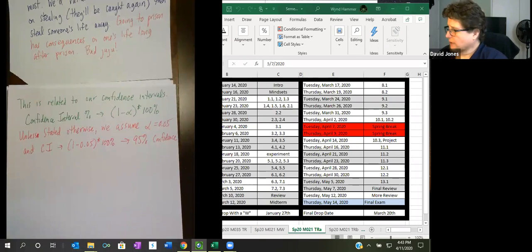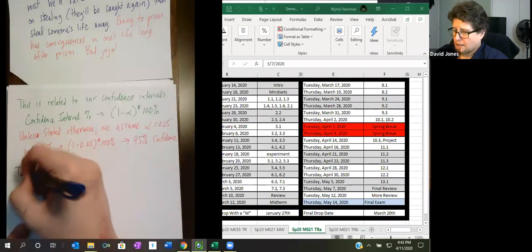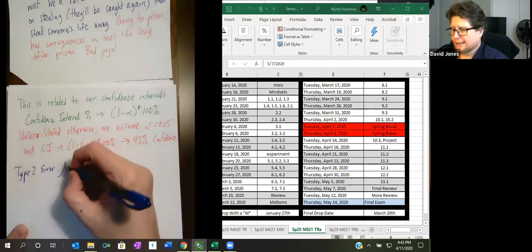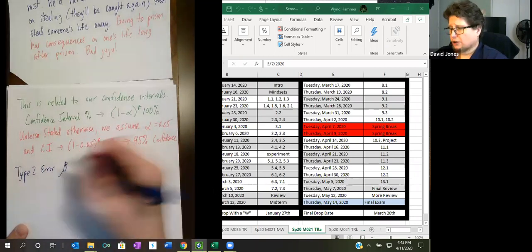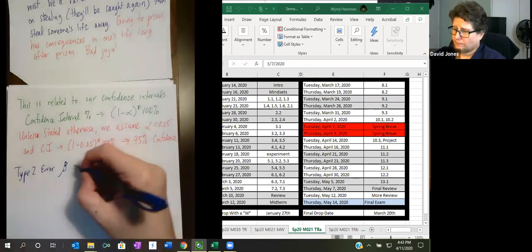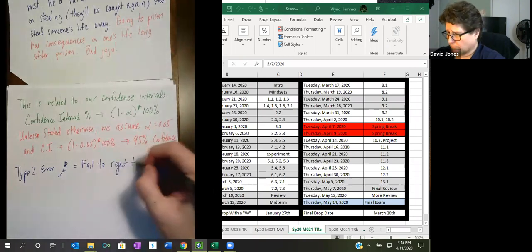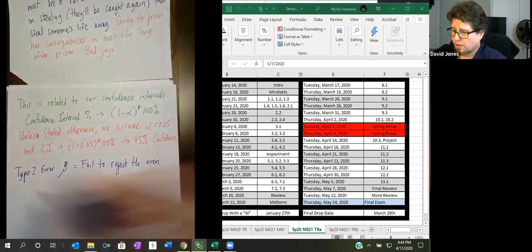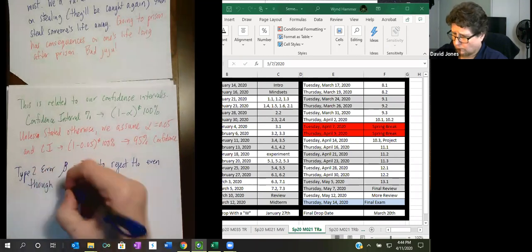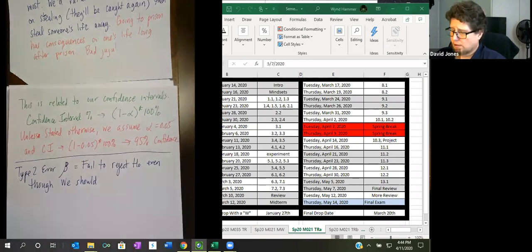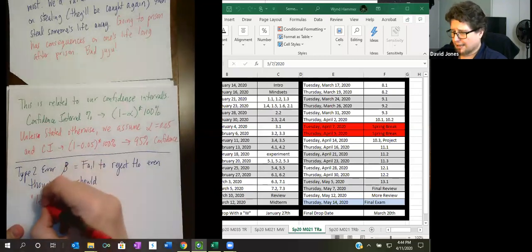Okay. The other type of error goes by beta. It's our Greek B, beta. That's where we fail to reject H0 even though we should. In the court of law, this is letting the guilty walk free.